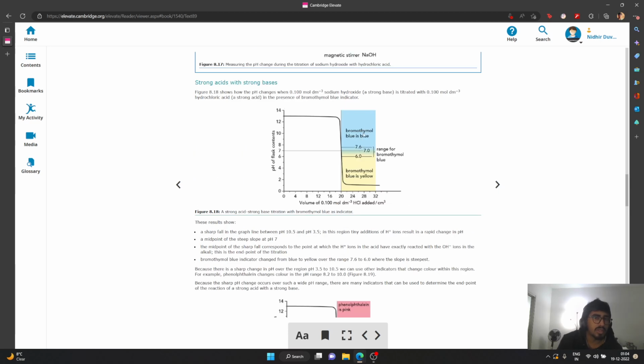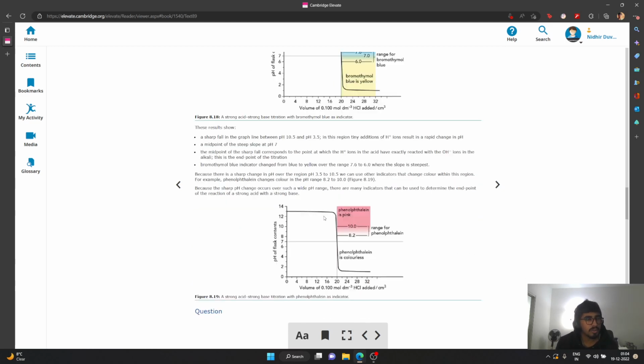Bromothymol blue is also good here. So you can choose either one of them. So for strong acid with strong base, we are good.